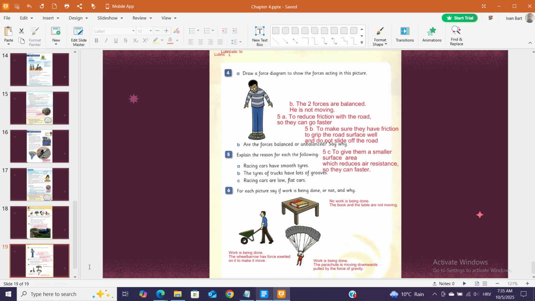For each picture say if work is being done or not, and why. No work is being done. The book and the table are not moving. Work is being done. The wheelbarrow has force exerted on it to make it move. Work is being done. The parachute is moving downwards, pulled by the force of gravity.